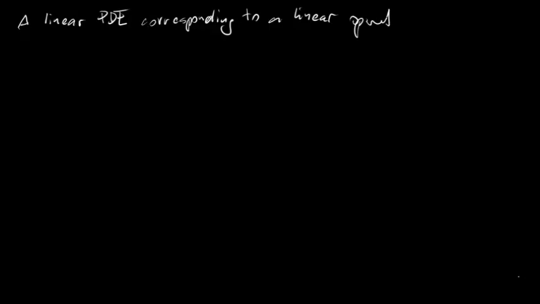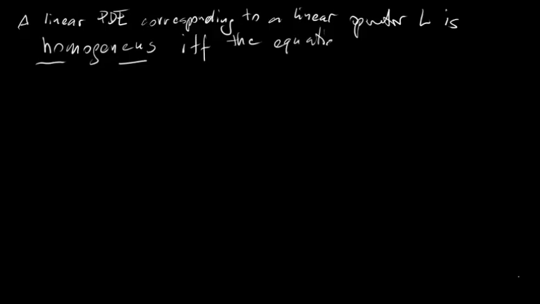This leads to the following definition. A linear PDE corresponding to a linear operator L is homogeneous, and this is the notion that we want to define, if and only if the equation is L of u equals zero.